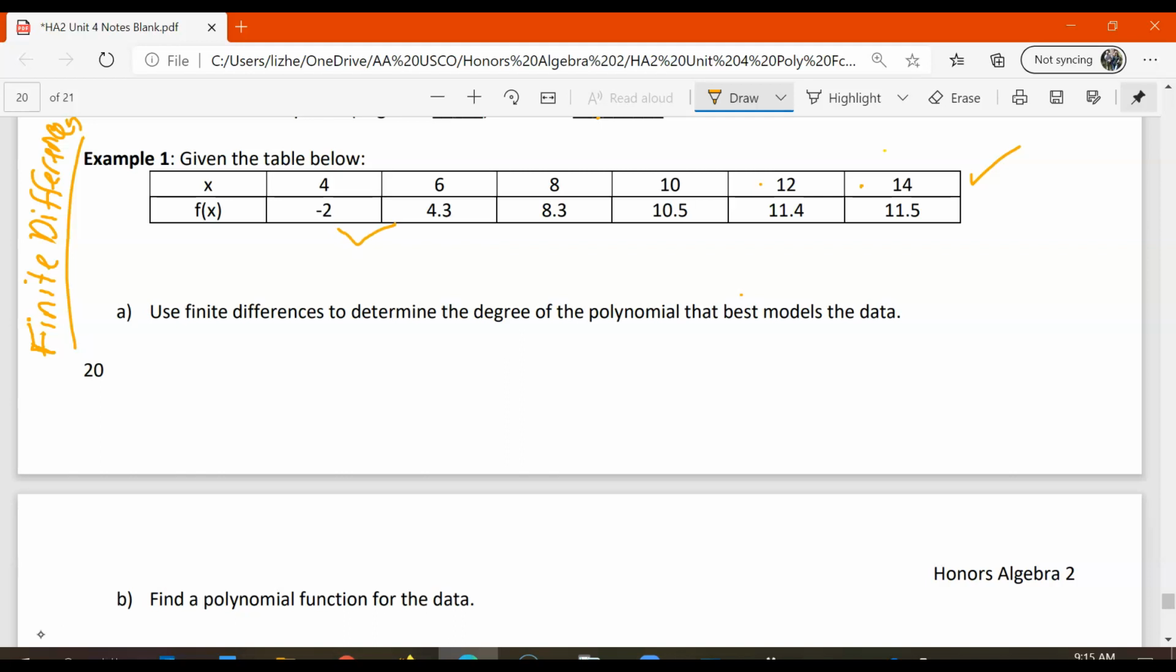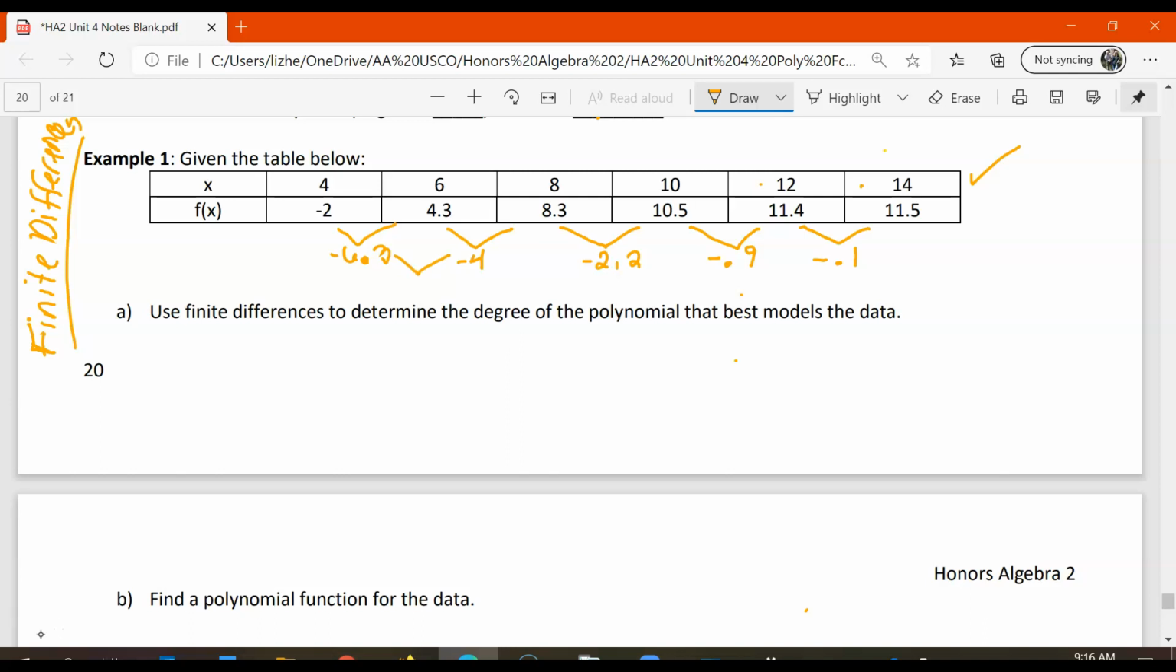Negative 2 minus 4.3 gives me a negative 6.3. 4.3 minus 8.3 gives me a negative 4. 8.3 minus 10.5 will give me a negative 2.2. 10.5 minus 11.4 gives me a negative 0.9. 11.4 minus 11.5 gives me a negative 0.1. So we know it's not linear because those numbers are not the same. So we continue. And I'm going to run out of space here.